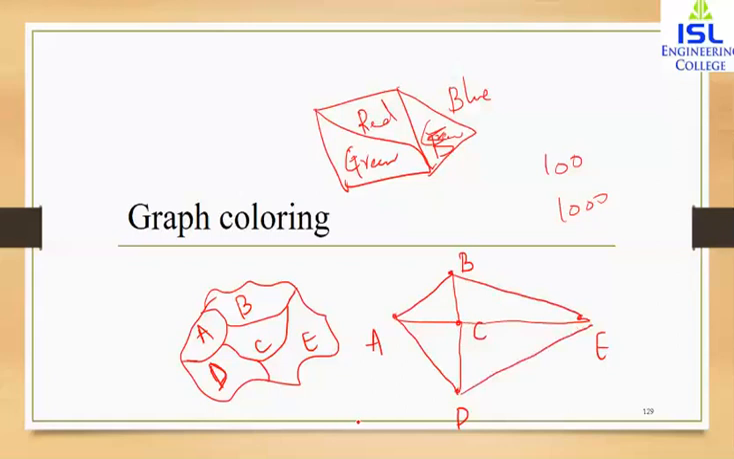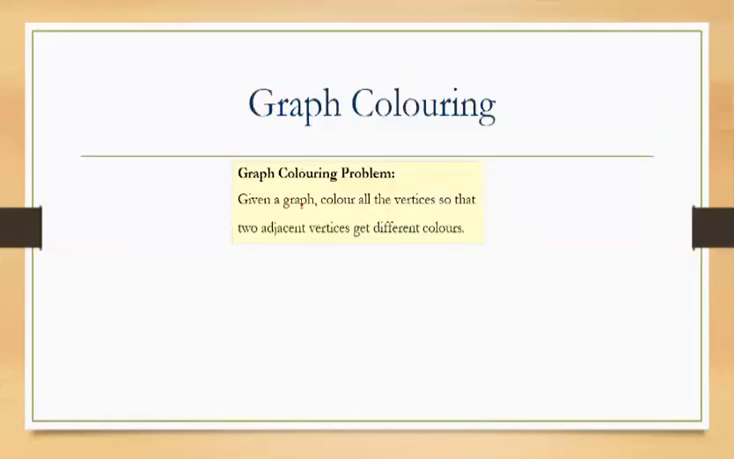So the resulting graph is known as the dual graph of the map. By the way in which dual graphs of maps are constructed, it is clear that any map in the plane has a planar dual graph. Now we will see the coloring problem. Given a graph, color all the vertices so that no two adjacent vertices get the same color.